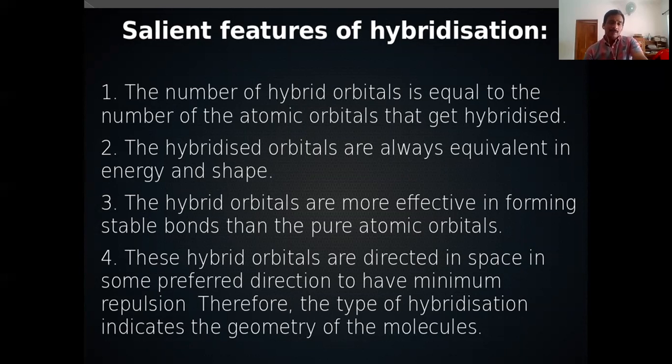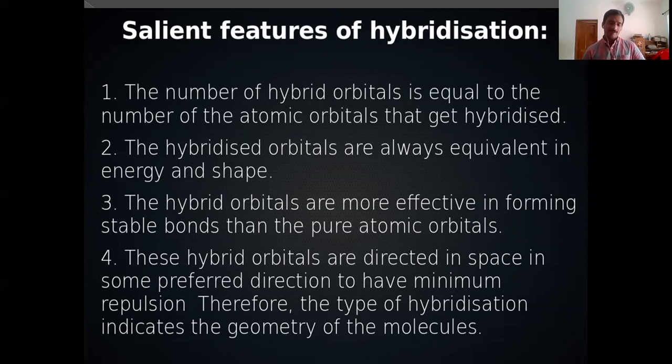Second, the hybridized orbitals are always equivalent in energy and shape. Already we mentioned, we will get a set of new orbitals of the same energy and same shape. Third, the hybrid orbitals are more effective in forming stable bonds than the pure atomic orbitals.